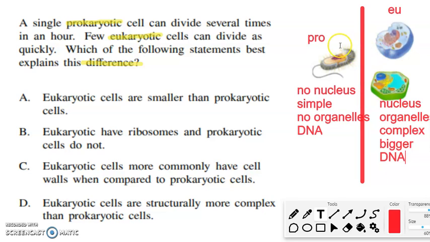So the main difference between prokaryotes and eukaryotes: we know that prokaryotes do not have a nucleus, and eukaryotes do have a nucleus. And then we brainstormed some other differences between them. Go ahead and use this information to help you answer this question.